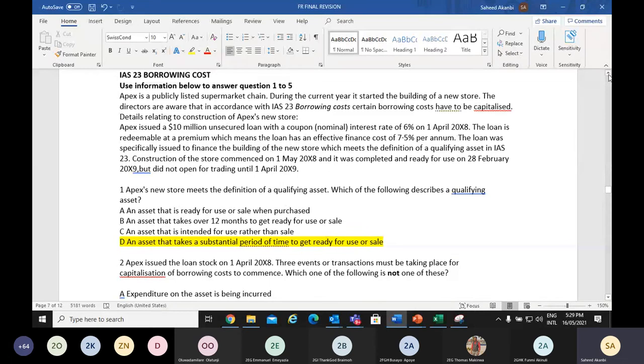Abby? Yep. Who can tell me? $10 million. At what date will I start to capitalize based on this question? May. First of May. First of May. I disagree with you.